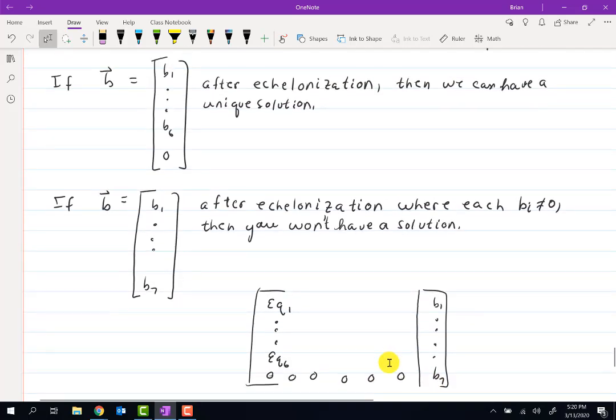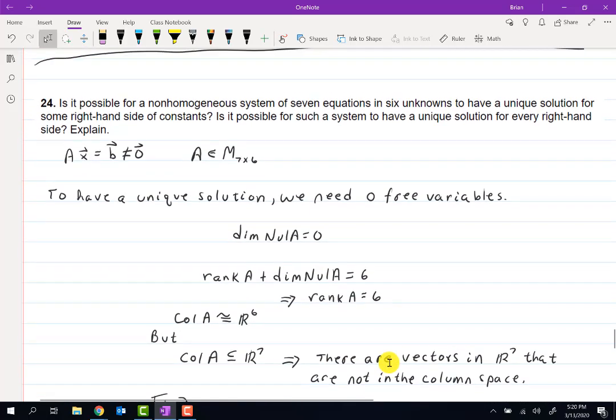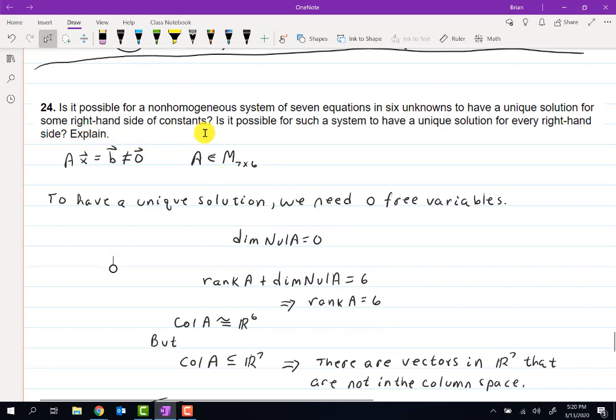So the question is this. Let me go and answer these. There are 2 questions here. Is it possible for it to have a solution? The answer to the first question is yes. But is it possible for such a system to have a unique solution for every right-hand side? The answer to that part is no.